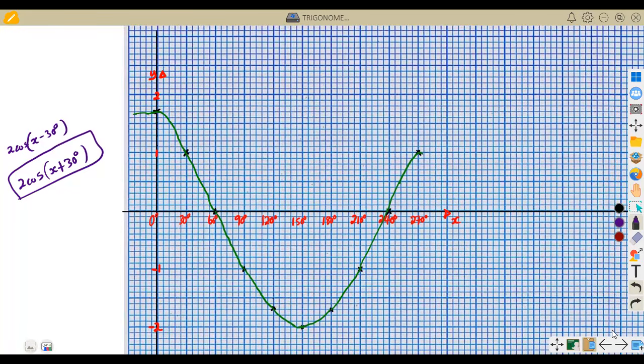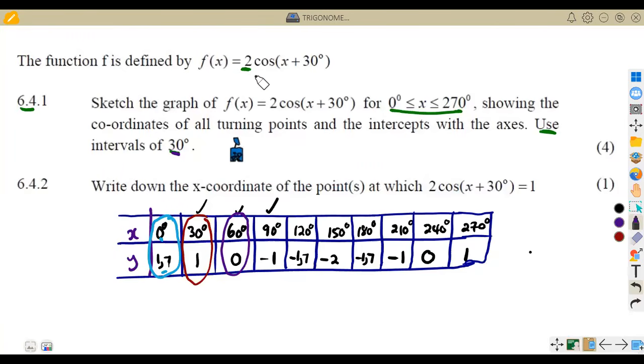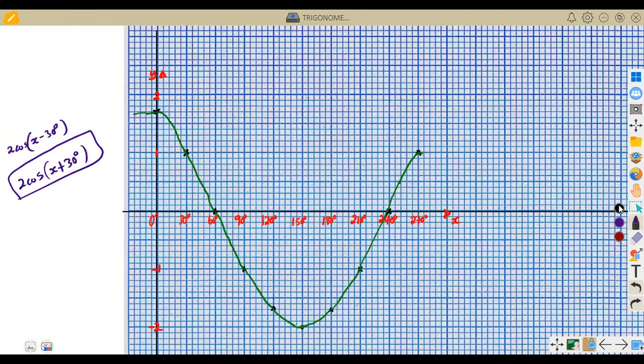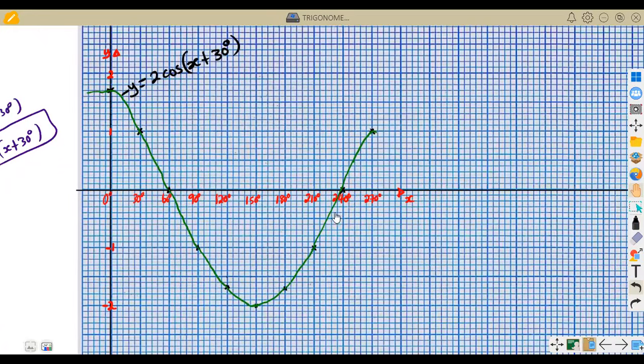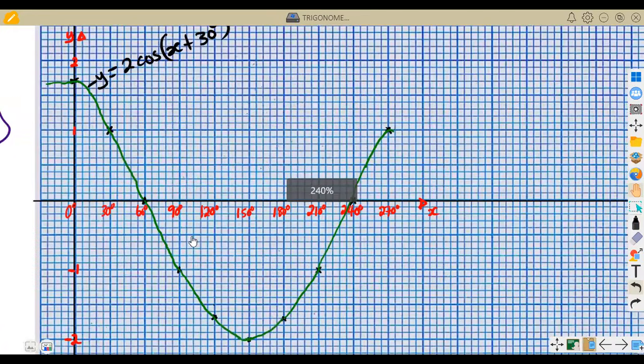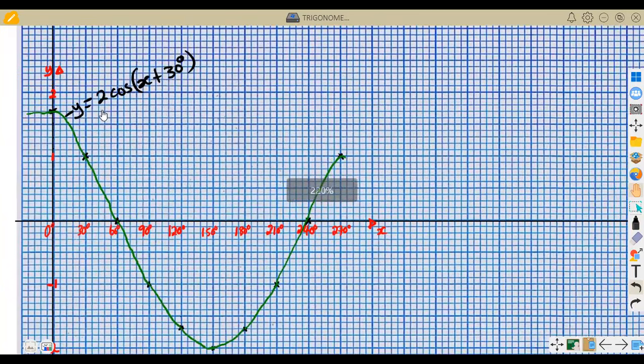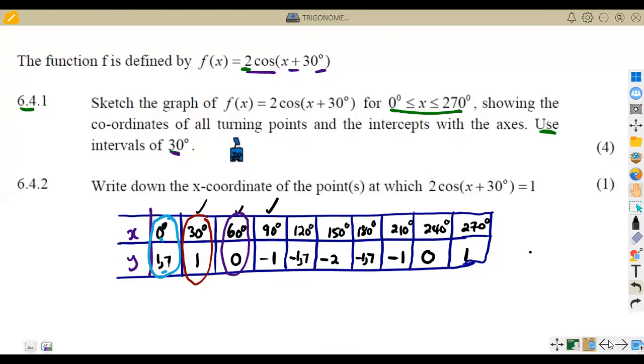All right, so that was the graph that we're being asked to draw, which is a function of f(x) = 2 cos(x + 30). So this is the graph of y = 2 cos(x + 30 degrees). All right, so this is the graph that we are being asked to draw or to sketch. What you need is to have your table of values, then you can mark your points on the graph, join them. All right, so let us check the other part of the question.